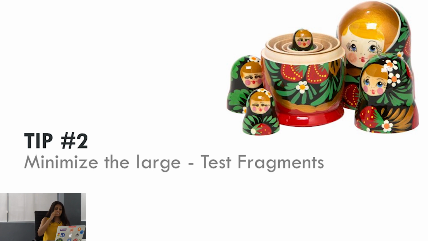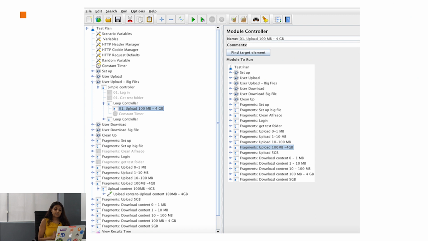I'll be covering this in the demo as well. So we will be having test fragments. These can be added to your test plan, and then you can have your HTTP request or API call as part of the fragment, and then using the module controller, as you can see on the screen, that will be the point where you will be selecting those fragments.